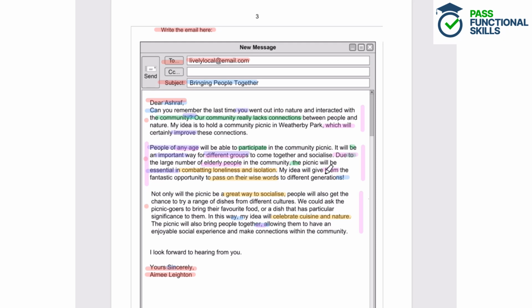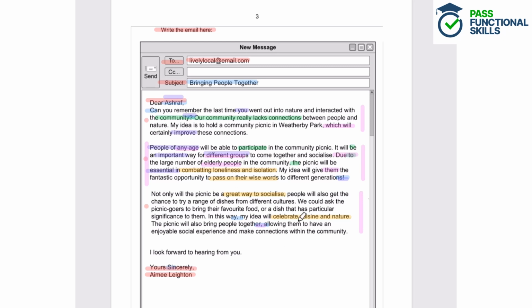We've also got some informal things like exclamations to try and persuade the reader here. But it is still reasonably formal. So Ashraf is a professional and he's working for this company, Lively Local. So there's no use of slang and there are no contractions used in the answer because we need to stay reasonably formal so that Ashraf will take our ideas seriously.